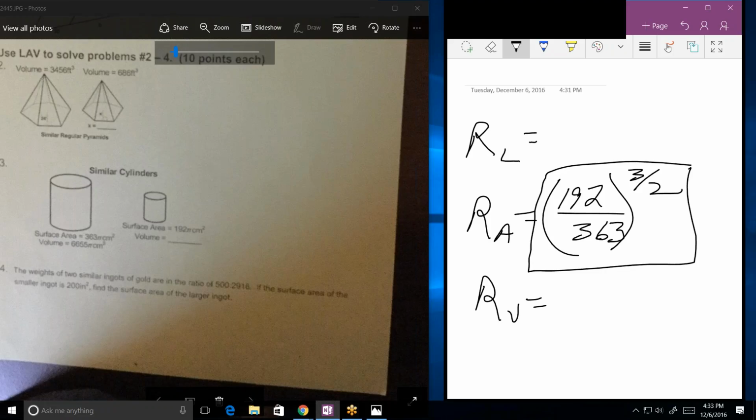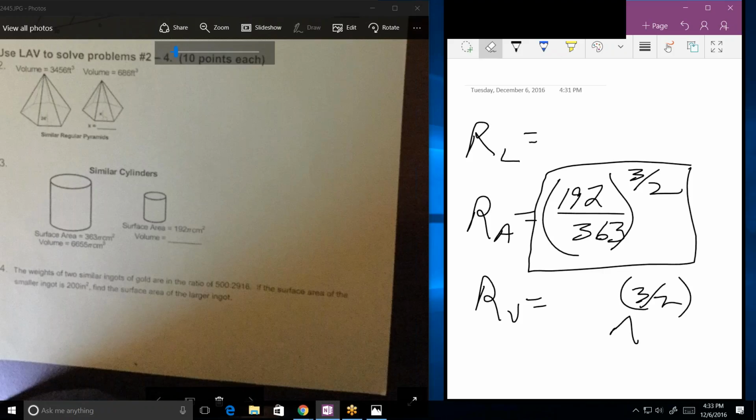You know how to do this in your calculator? Just put 192 divided by 363 raised to the 3/2 power, like that? Yes. Go ahead and do that and tell me what you get.